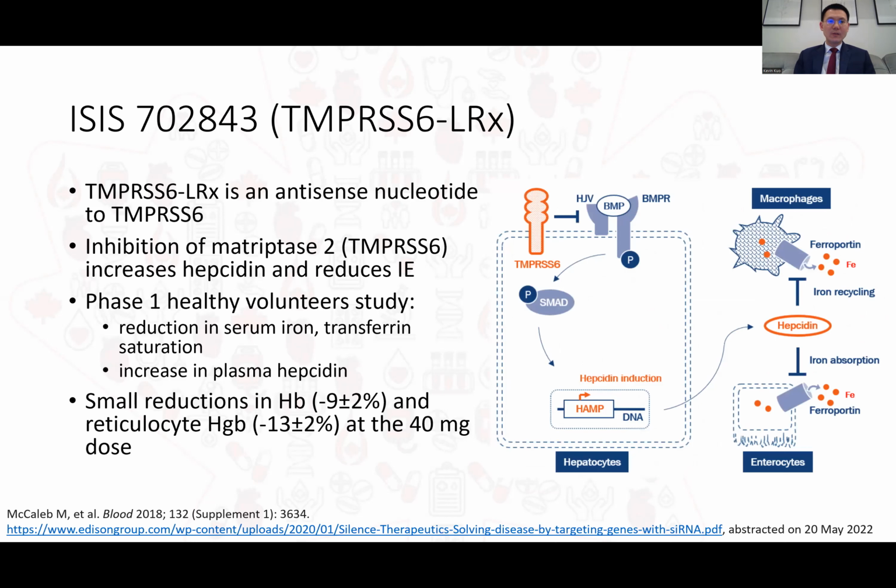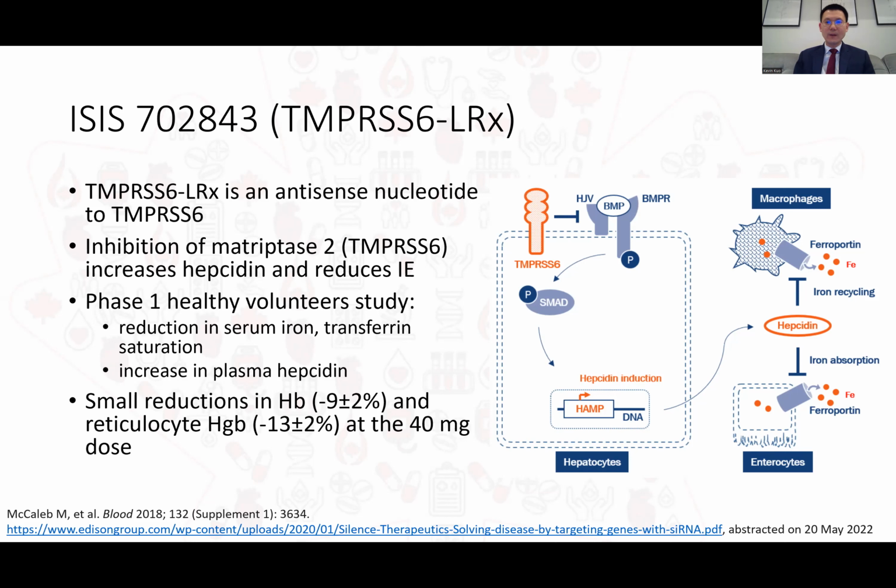Next, we'll move on to ISIS 702843, also known as the TMPRSS6 antisense nucleotide. TMPRSS6 LRX is an antisense nucleotide to matriptase 2, encoded by the TMPRSS6 gene. Inhibition of matriptase 2 increases hepcidin and reduces ineffective erythropoiesis.